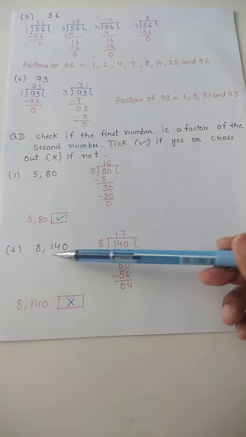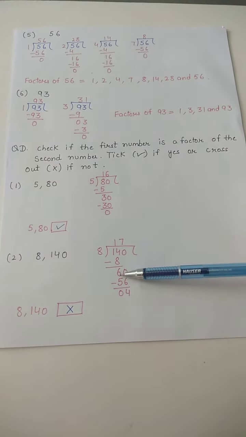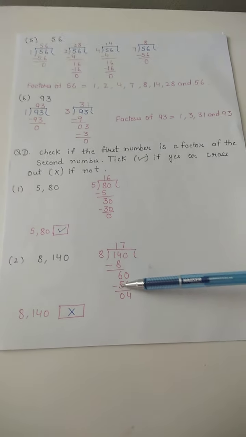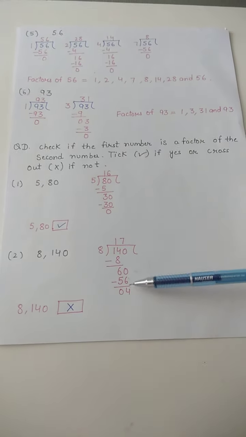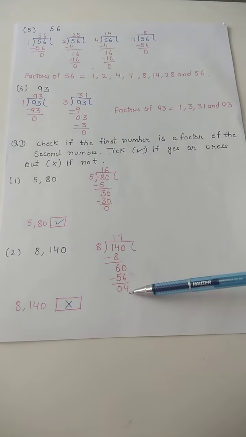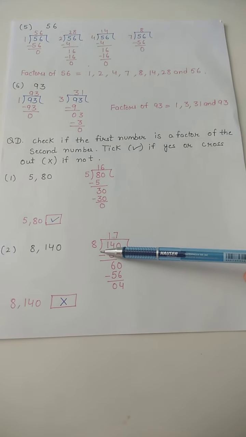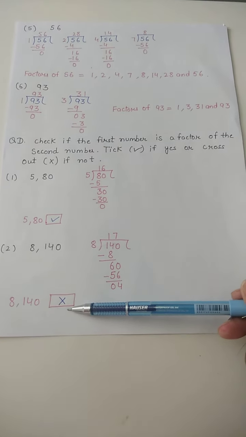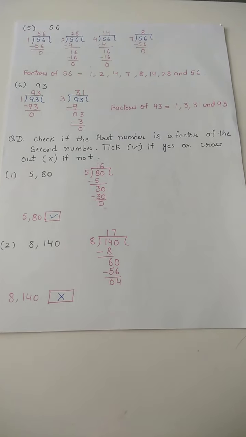Now the second one, 8 and 140. So 8 ones are 8, 14 minus 8 is 6, and then 0 here, 60. 8 sevens are 56. We will subtract, 4. So here you can see that the remainder we are having is 4. So it cannot divide exactly. 140 is not in the 8 table, so it cannot divide it. So what will come here? Cross. Why? Because 8 is not a factor of 140.